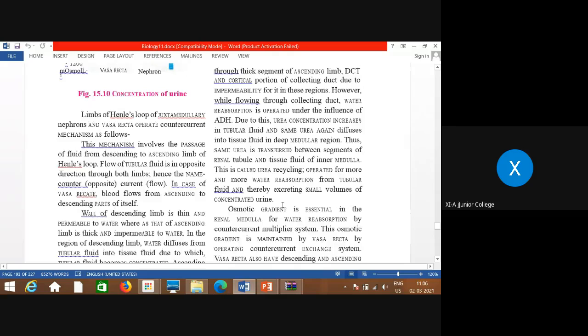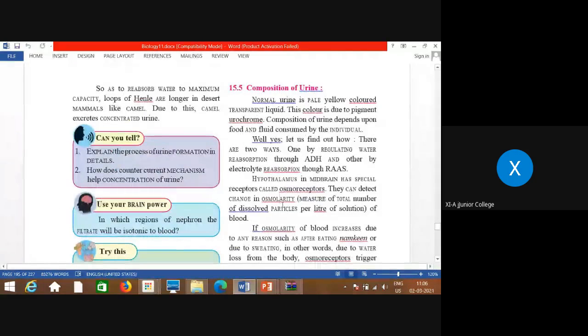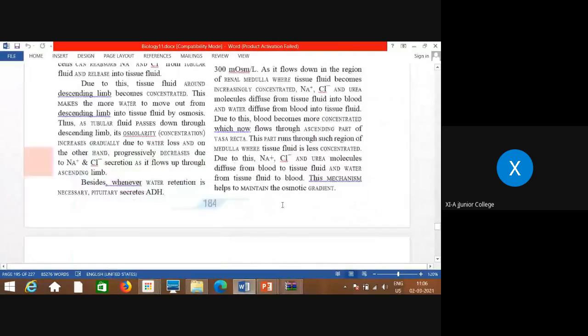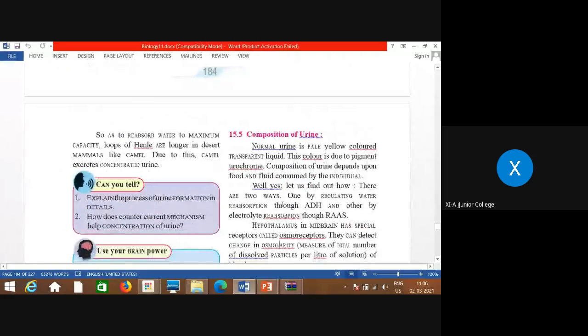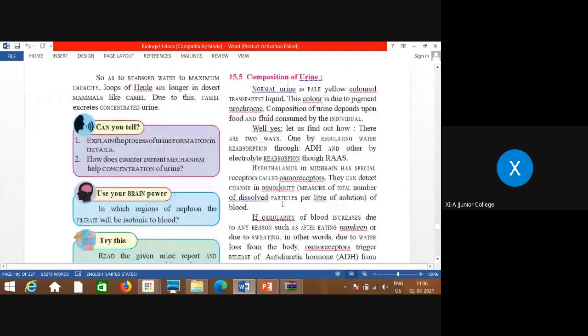Only this much you remember from this part, because if you go on reading, you will not understand exactly, but you just remember what I told you just now. Now, what is the composition of urine?